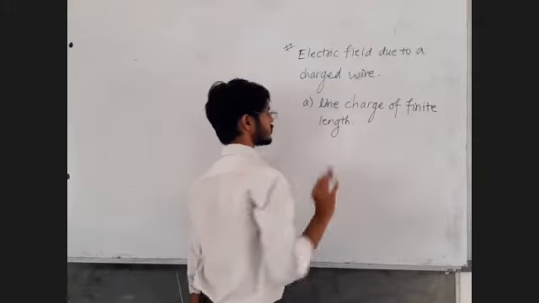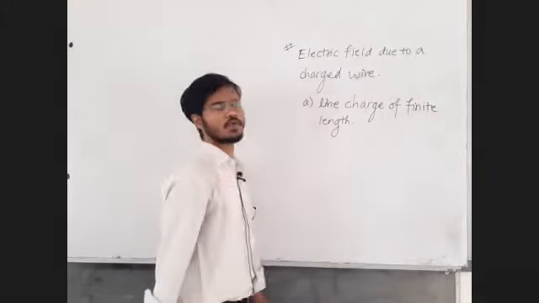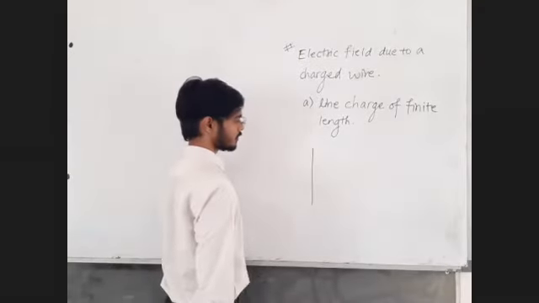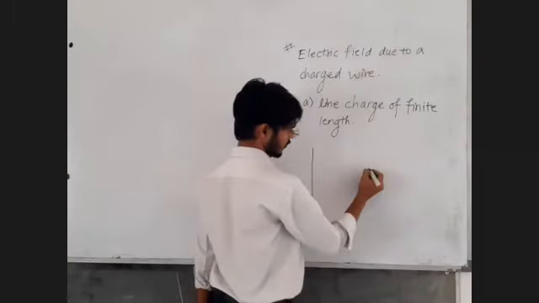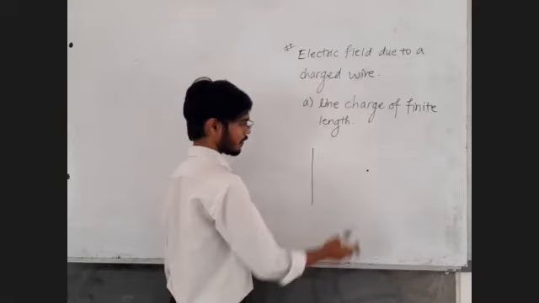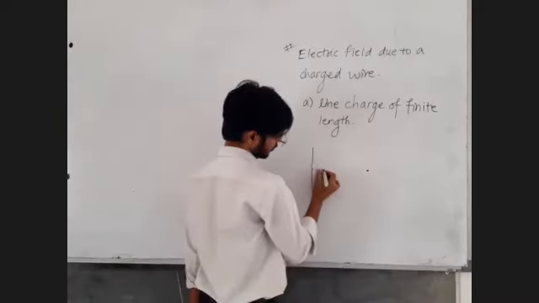Let us see what the formula is. First of all, let us draw the finite length wire. Sir, this is the finite length wire. Now the point can be anywhere. I want the point to be here, not exactly at the middle of the wire. Okay, no problem.